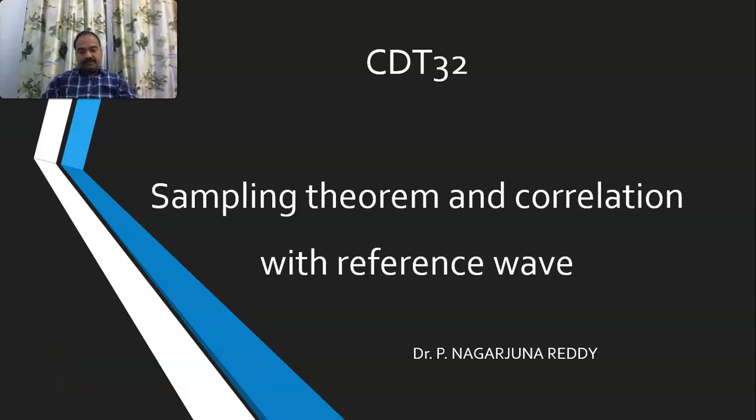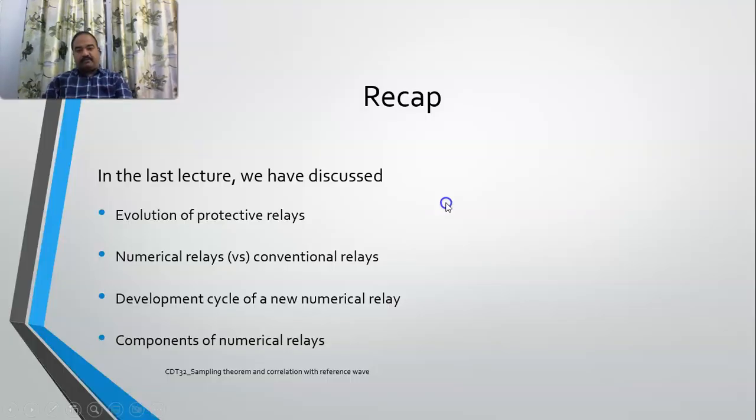Today's topic is sampling theorem and correlation with reference waves. In the last lecture, we discussed the evolution of protective relays, and we saw that numerical relays have several advantages when compared to conventional relays, and we saw the development cycle of a new numerical relay. And then we discussed the flow diagram of a numerical relay, and we also discussed the components.